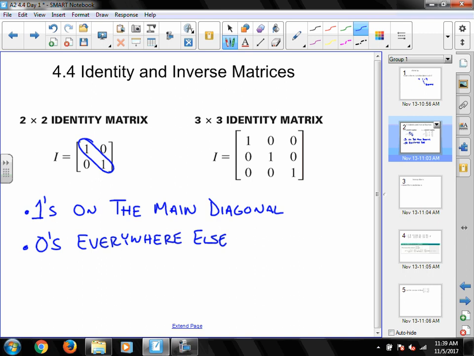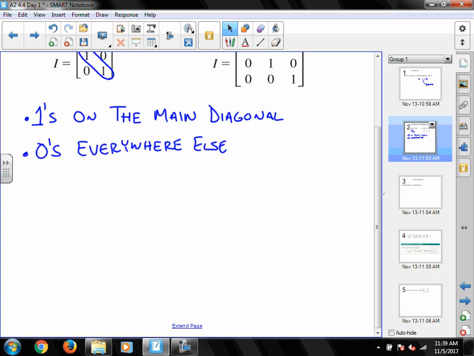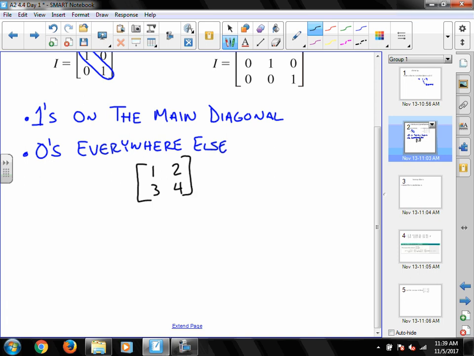The nice thing about these is you don't actually have to go through the whole matrix multiplication if you recognize that this is what you're working with. So, just a quick example here. If I have some matrix, I'm just going to make up some numbers: 1, 2, 3, and 4. I know I got original on those. And I multiply that by that identity matrix: 1, 0, 0, 1.